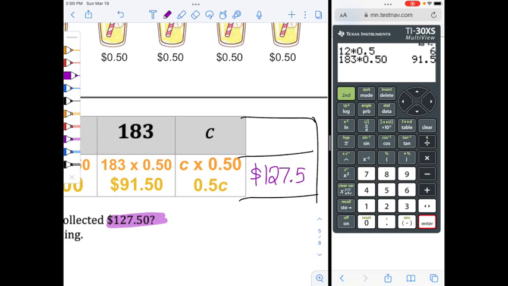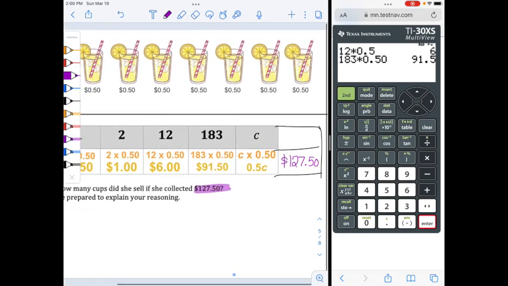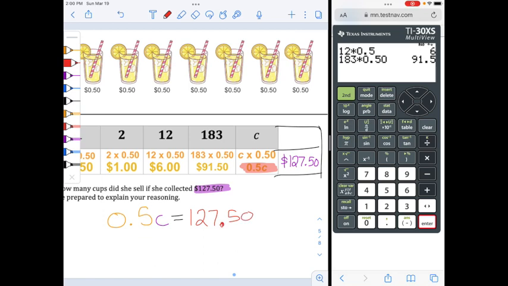$127.50 because the money goes on the bottom. So we're going to take this equation that we just found, the expression, and set it as an equation. So we're going to say, if we use the rule 0.5 times C, that'll give us the money that she makes. And they told us how much money she makes, $127.50.